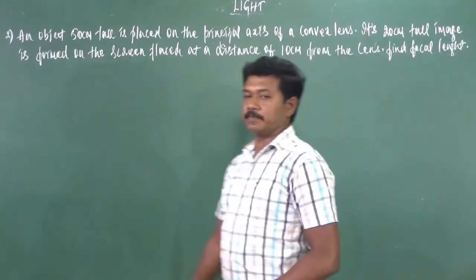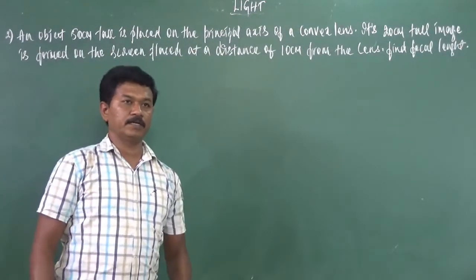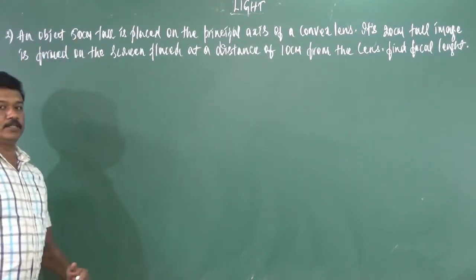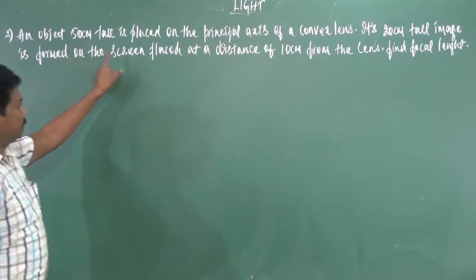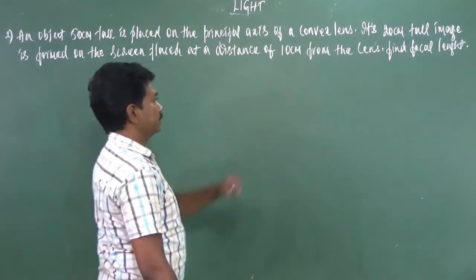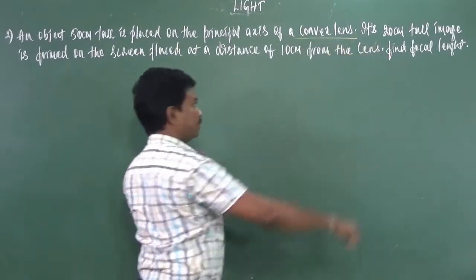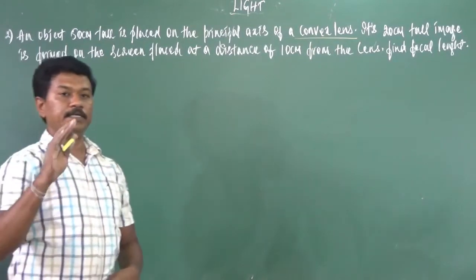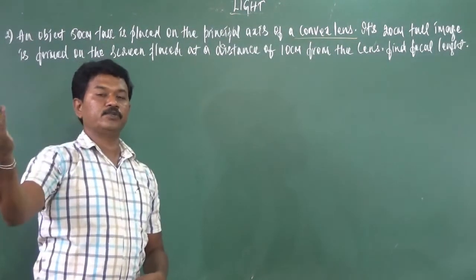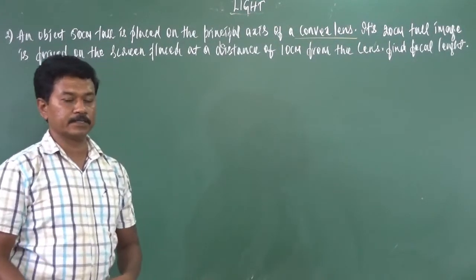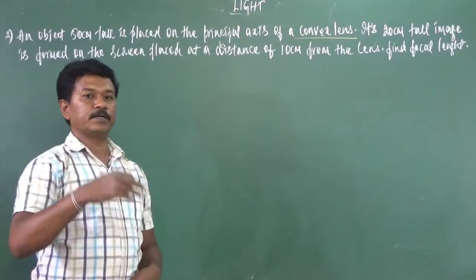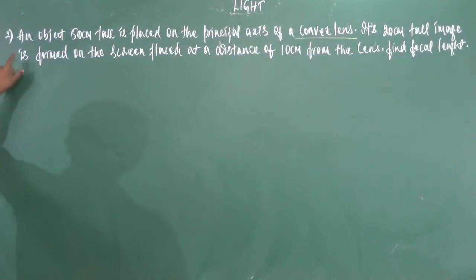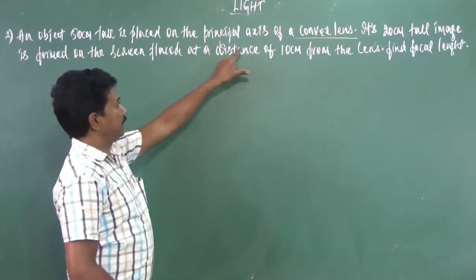Okay, we will go with the second problem on lenses numericals. An object 50 centimeter tall is placed on the principal axis of a convex lens. In every problem you have to check what type of lens is being used. If you get the type of lens, you can easily connect that to the ray diagram you have practiced in the earlier sessions. If you apply all the numericals to the ray diagrams, then you can easily reach the solution.